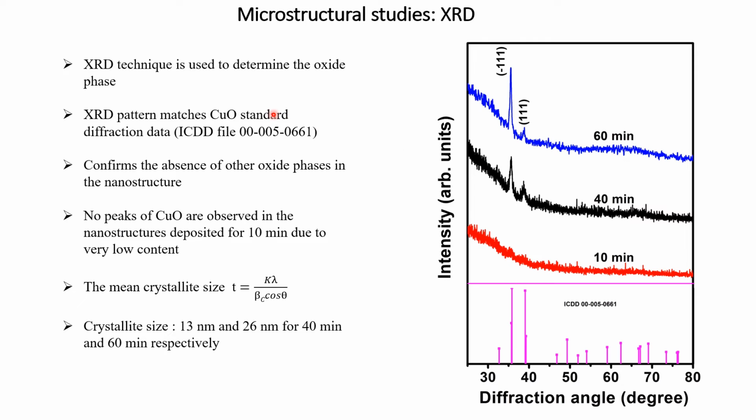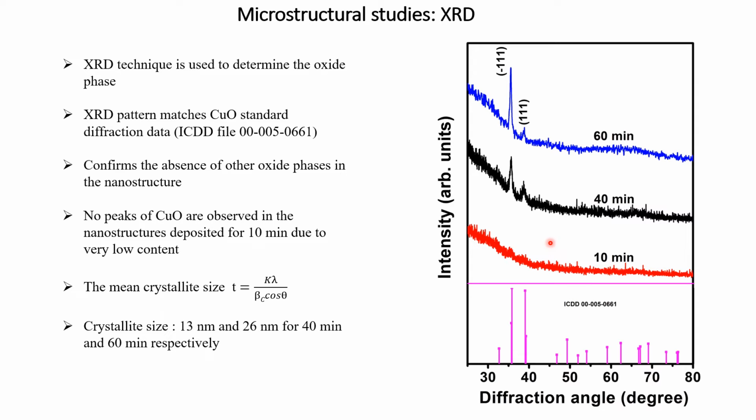Now coming to the results and discussion part. Microstructural studies are done using X-ray diffraction technique, which reveals the oxide phase of the deposited nanostructures. Here, the XRD patterns of the films of 10 minutes, 40 minutes and 60 minutes at 6 Pascal sputtering pressure are shown and compared with the standard data of copper oxide.